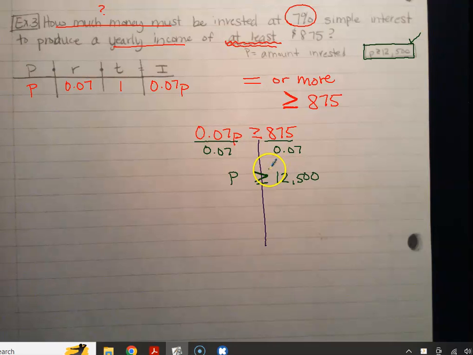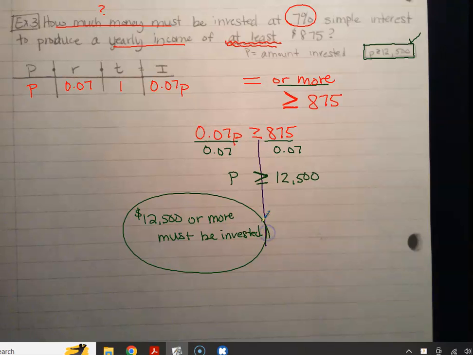And since we're done, we can write out a statement. When it says how much money must be invested, well, $12,500 or more, just like we said here, or more, must be invested. That is your final statement.